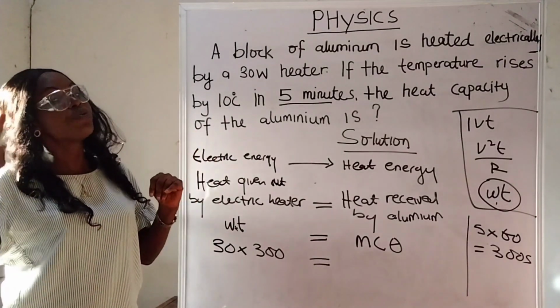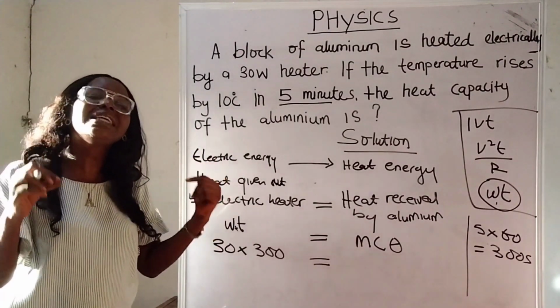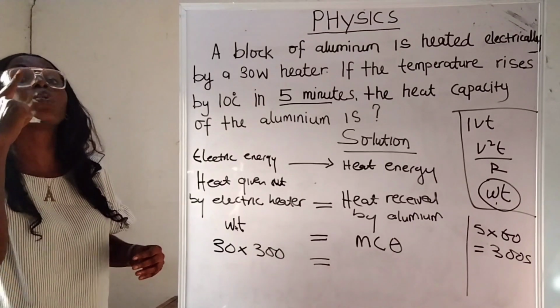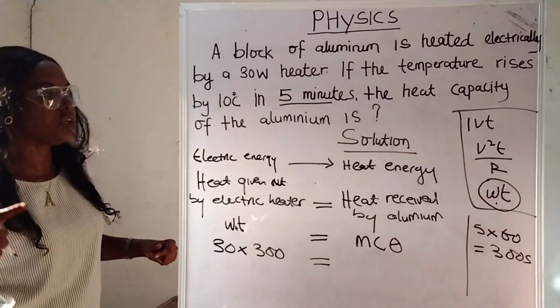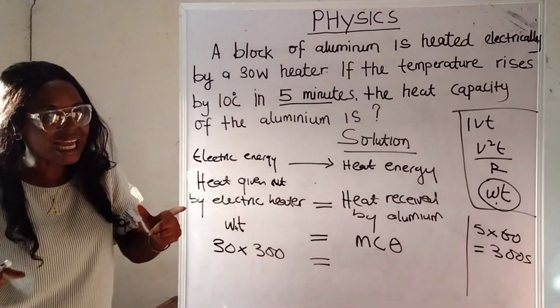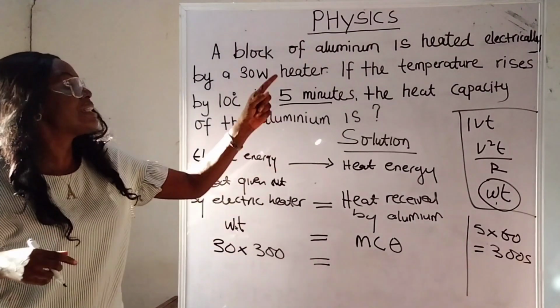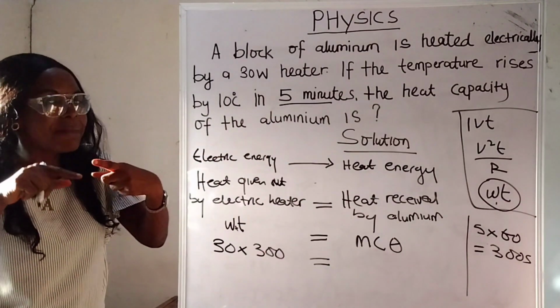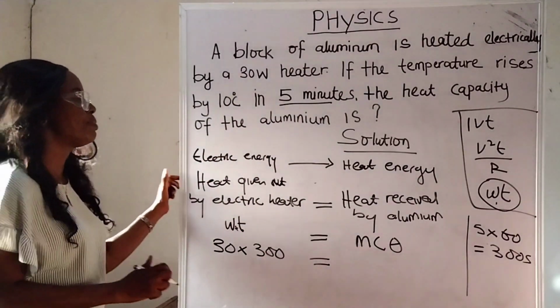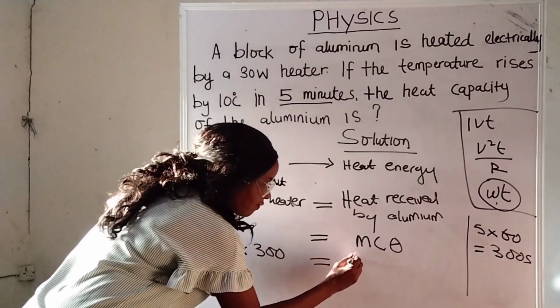Because the specific heat capacity of an object, as I said now, is the heat that is required to raise 1 kilogram of that object through 1 degree Celsius. So whenever they ask you such a question, to find its heat capacity, and they did not give you the mass, know that the mass should be 1. So I put mass here, 1.